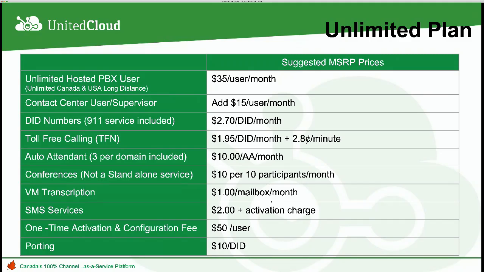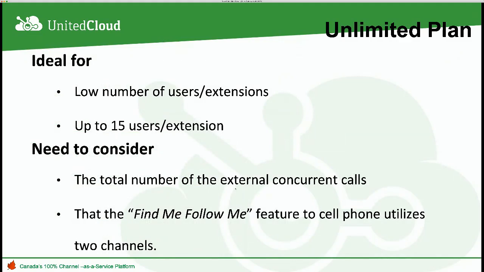Again, the unlimited plan is ideal for a low number of users and extensions. We recommend up to 15 users, but you can go as high as you want. But I'll tell you, the higher it goes, the less competitive it will be. Also take into consideration the total number of external concurrent calls that you need. So if you have 15 employees and only 5 will be on calls at the same time, you don't need them in here. Just have 15 users and 5 channels, and I'll show you that.